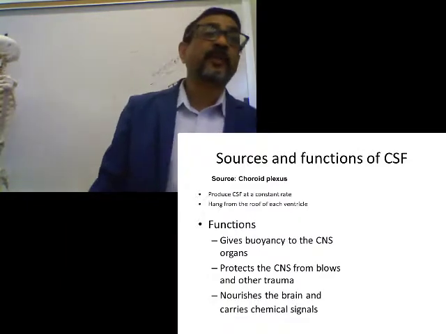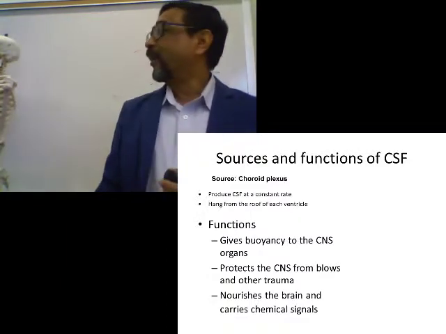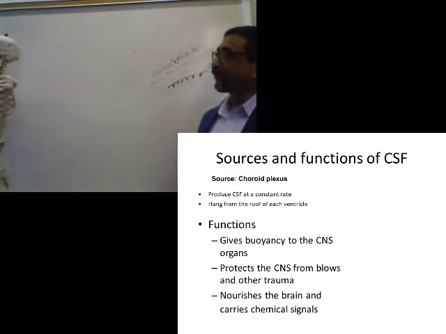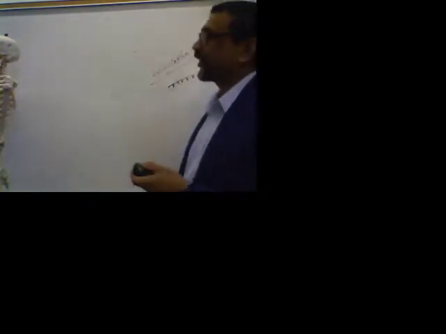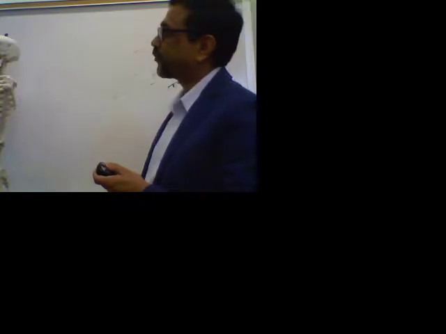And from where does the cerebrospinal fluid come? Inside the ventricle, from the choroid plexus, and in the subarachnoid space from the villi. They secrete the cerebrospinal fluid. Okay.